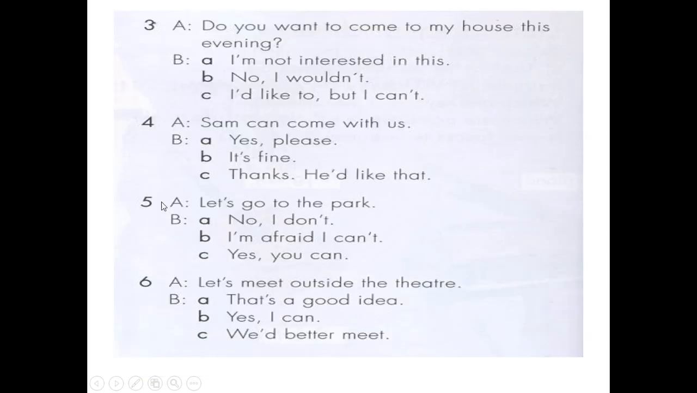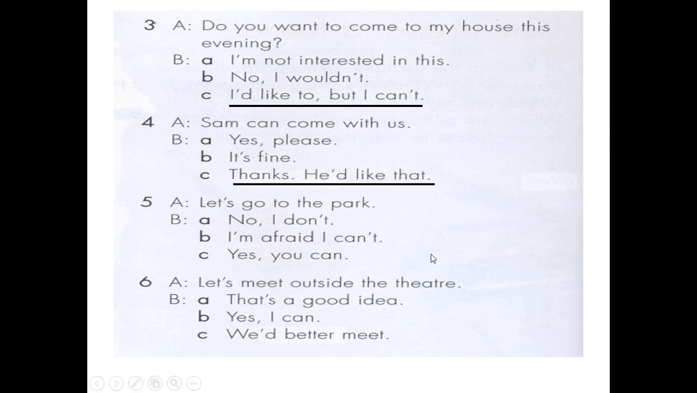Moving to 3, 4, 5, and 6. A, do you want to come to my house? Do you want to come to my house this evening? I'm not interested in this. No, I wouldn't. I'd like to, but I can't. So it's I'd like to, but I can't. Sam can come with us. Yes, please. It's fine. Thanks, he'd like that. The answer is thanks, he'd like that. He will refer to Sam.